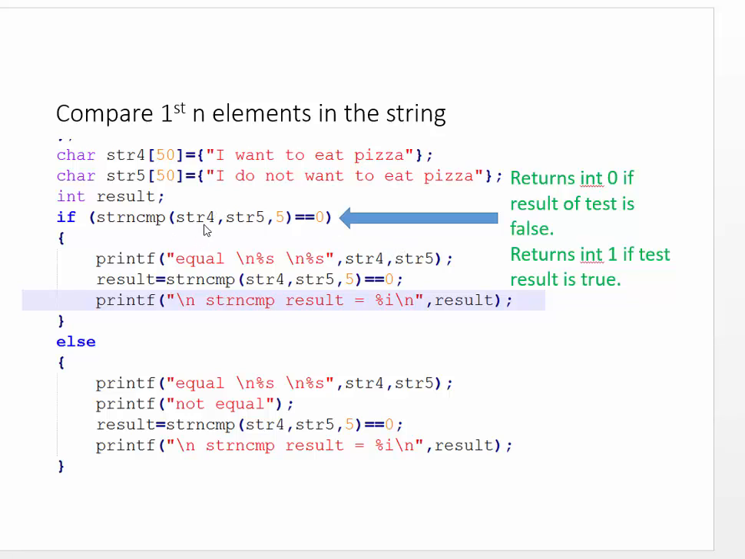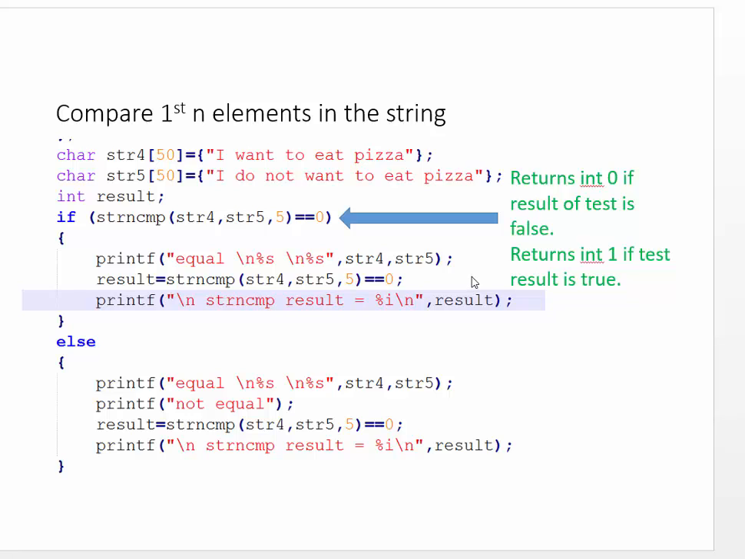If string 4, string 5, and I'm only comparing the first 5 characters. I don't have to compare them all. If it equals 0, then they're equal, so it'll return a 0. If it's equal, that's true, and it will return a 1. If it's not equal, that's a false, and it will return a 0. That's what it will do.